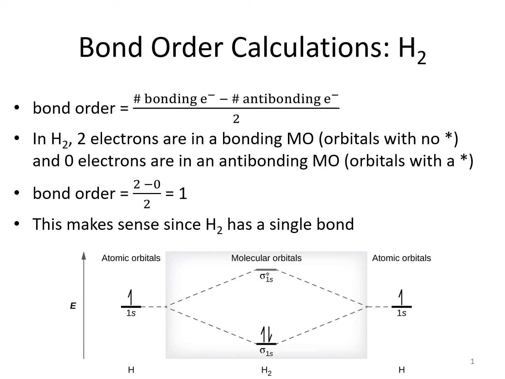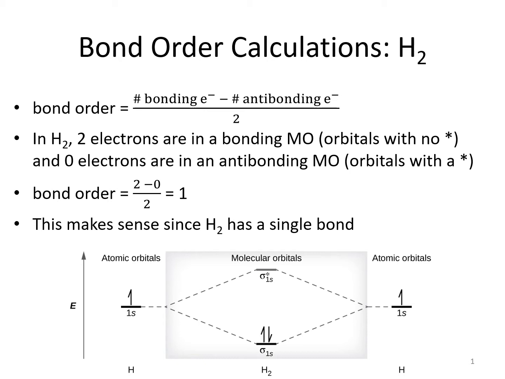Once we have a molecular orbital diagram, we can find out some properties of the molecule. We can calculate bond order by taking the number of electrons in bonding molecular orbitals and subtracting the number of electrons in antibonding orbitals, then dividing by 2.